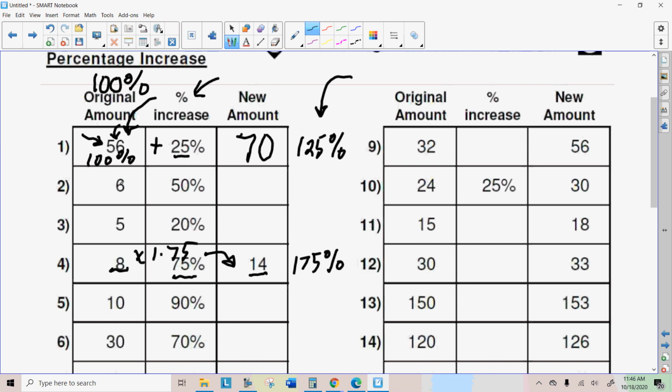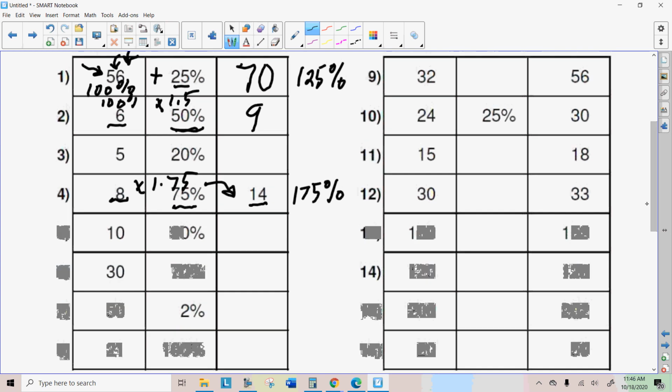On this number 2, I want my original 100% plus an extra 50%, so I'm going to multiply by 1.5. And when I do that, 6 times 1.5, well, 6 times 1 is 6, and 6 times a half is 3. So I'm going to get 9. I'm going to get my new amount, which includes my original 100% plus my extra 50%. Go ahead and fill in the rest of those in that table, and then we'll check and see how you're doing. And please use the shortcut I'm suggesting.